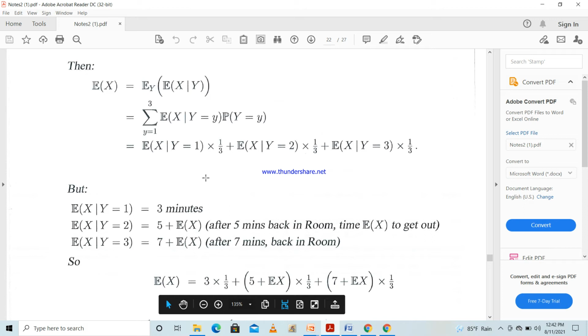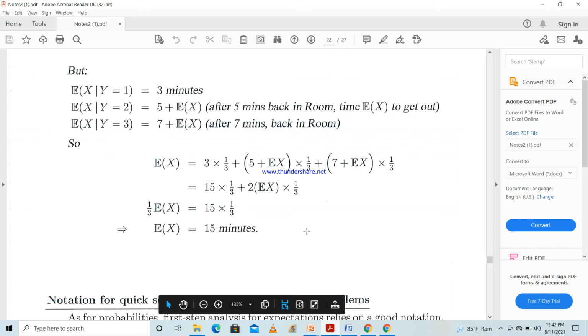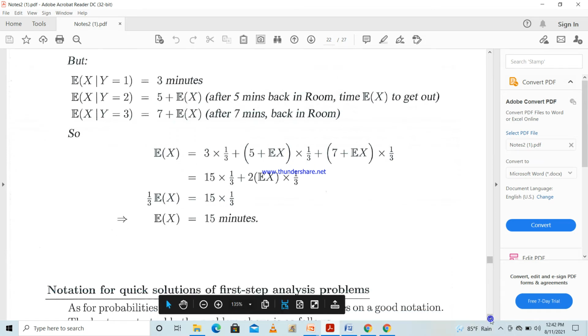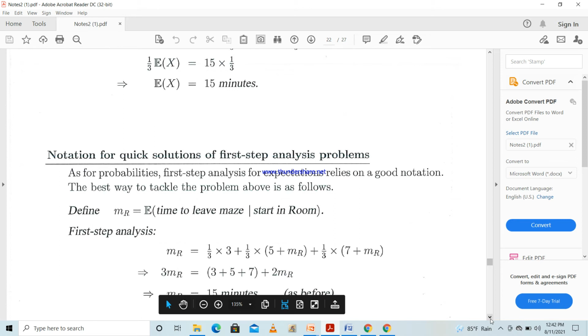So we can substitute into the formula, and when we substitute the values, the only unknown term is the expected value of X. What will happen when you substitute and simplify? You will get the expected value of X equal to 15 minutes. So this is how we use first step analysis to find the expected reaching time. This can also be done using first step analysis if we just use quick notations.